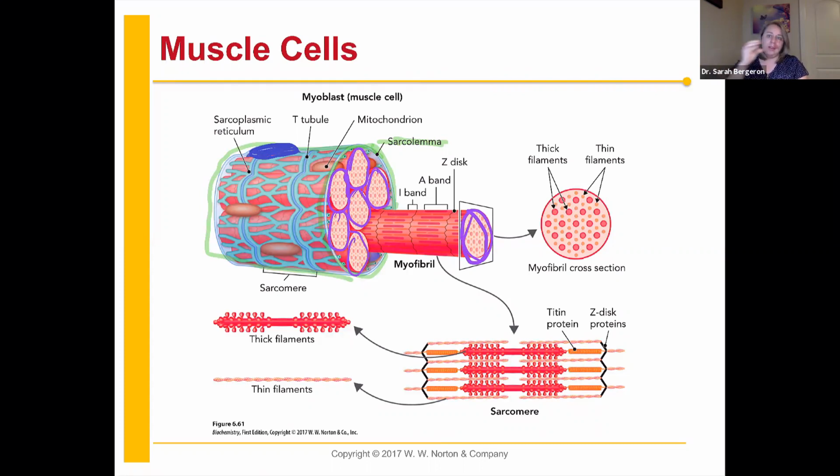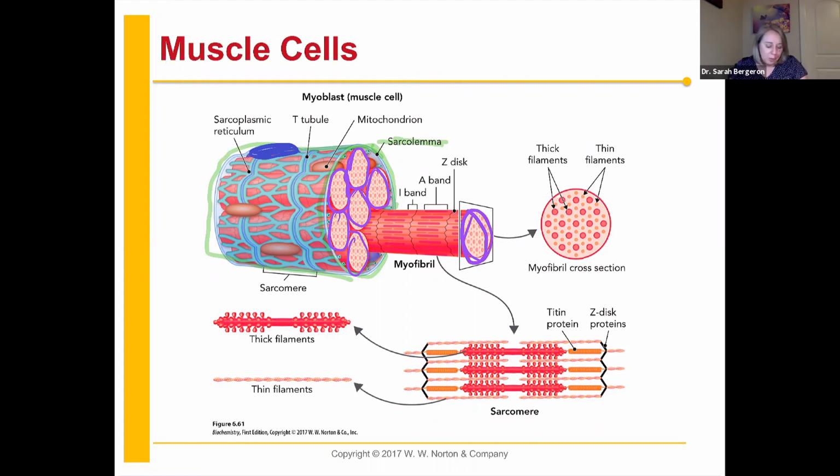Right? And so these bundles, these myofibrils, are composed of polymers of actin, which we call thin filaments, and polymers of myosin, which we call thick filaments. And so this repeating unit of actin and myosin is called the sarcomere.